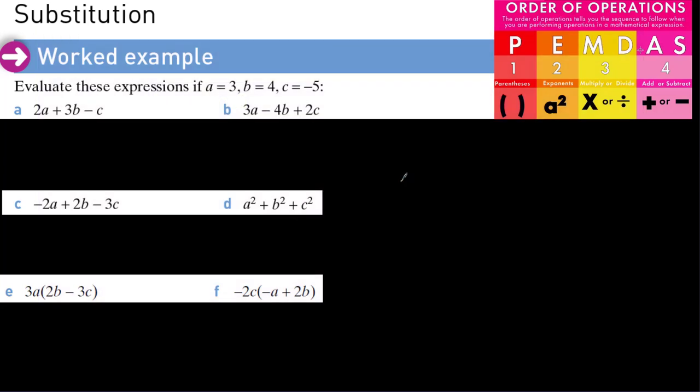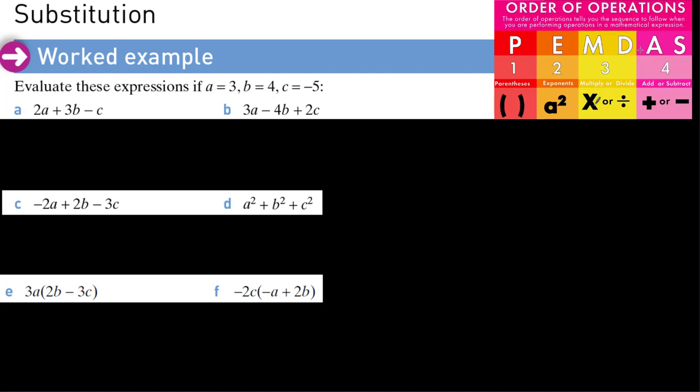Hi dear students, we are going to start a new subject, lesson 6, substitutions, and we are going to substitute the values given in the given expression. Here a is equal to 3, b is equal to 4, c is equal to -5, and we are going to substitute here one by one.